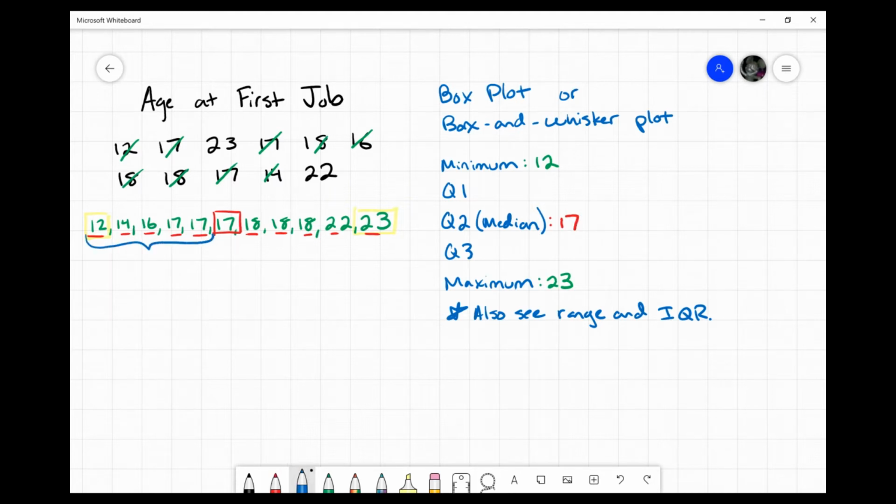Quartile 1 is the middle of the lower half of data, which would be 16. Quartile 3 is the middle of the upper half of our data, which would be 18.